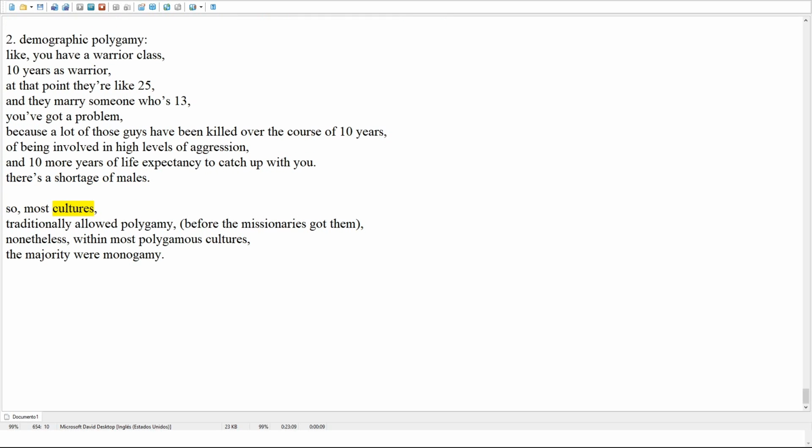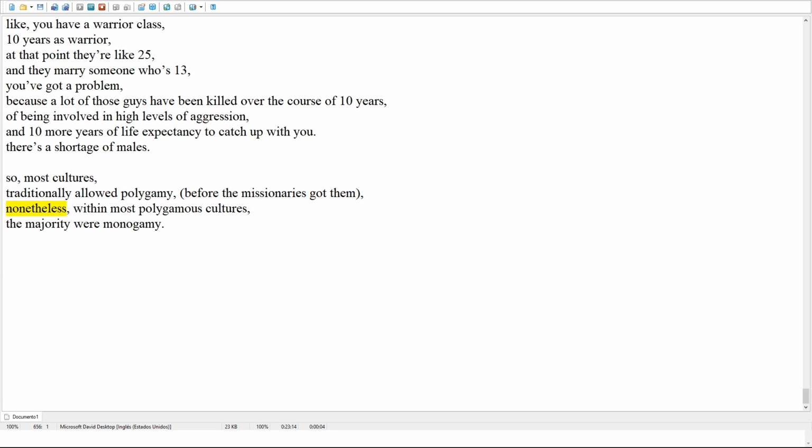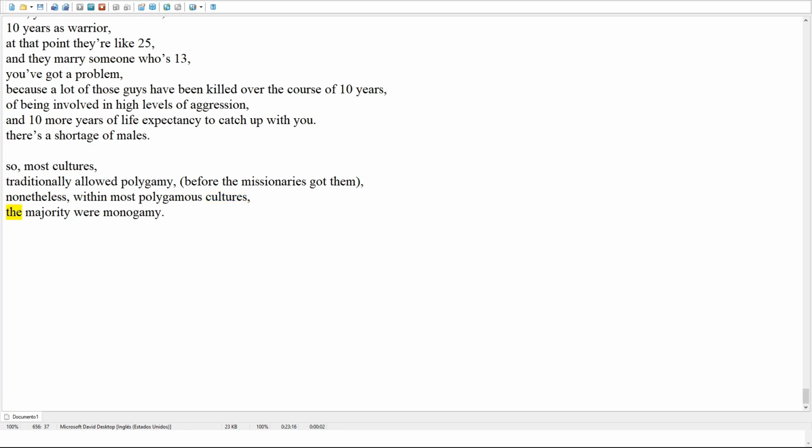So, most cultures traditionally allowed polygamy, before the missionaries got them. Nonetheless, within most polygamous cultures, the majority were monogamous.